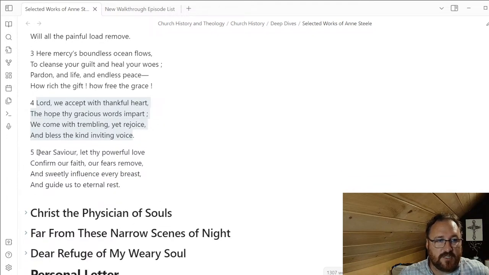Dear Savior, she continues, let thy powerful love confirm our faith, our fears remove, and sweetly influence every breast and guide us to eternal rest.